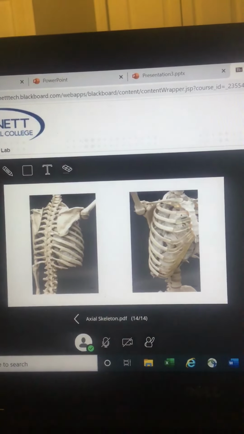All right, and look, we've got scapula here with infraspinous fossa, the spine itself going into the acromion. There's the glenoid fossa, the head of the humerus. Coracoid process.